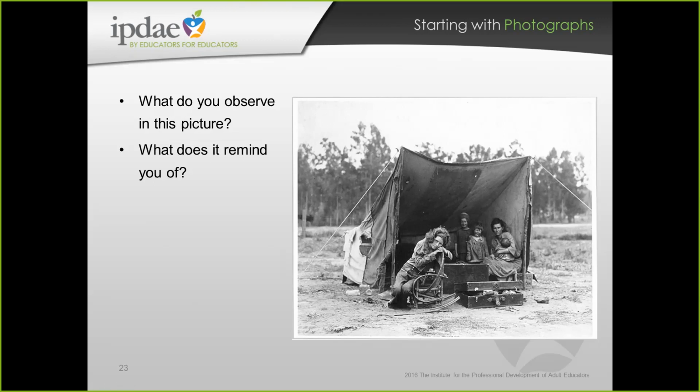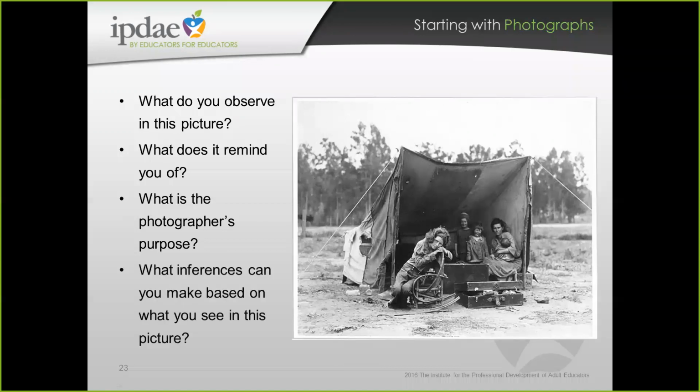It reminds me of all the things I read about the Great Depression and that novel, The Grapes of Wrath. So what do we think the photographer's purpose is here? I think it's to document that point in time of just how severe the conditions were in which people were living.